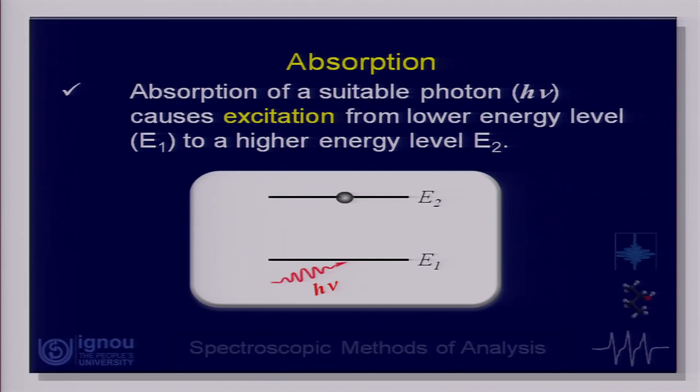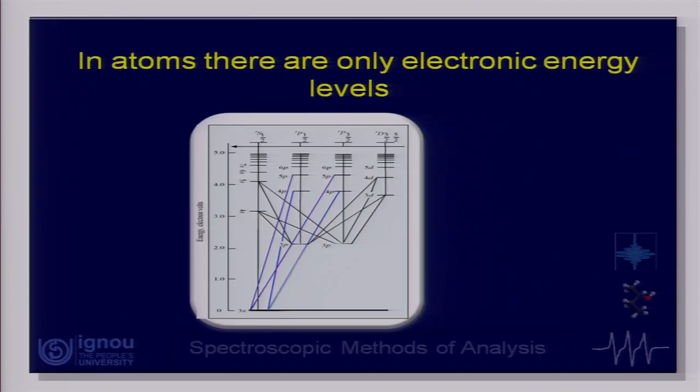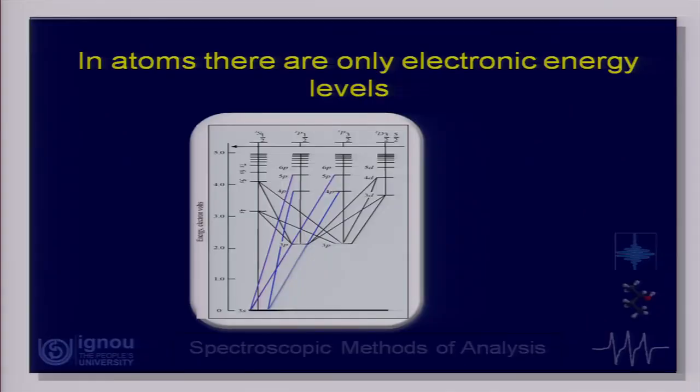This refers to the absorption of radiation. Now, if we go further and see what we have in the case of atoms: we mentioned earlier that only the electronic energies are quantized. If I give a radiation there, there will be an electronic excitation, and the system will go from a lower energy level to a higher energy level. I am showing this here in terms of the energy level diagram of the sodium atom.